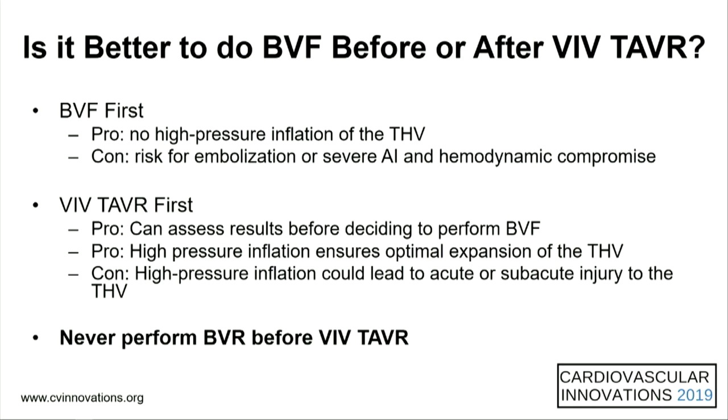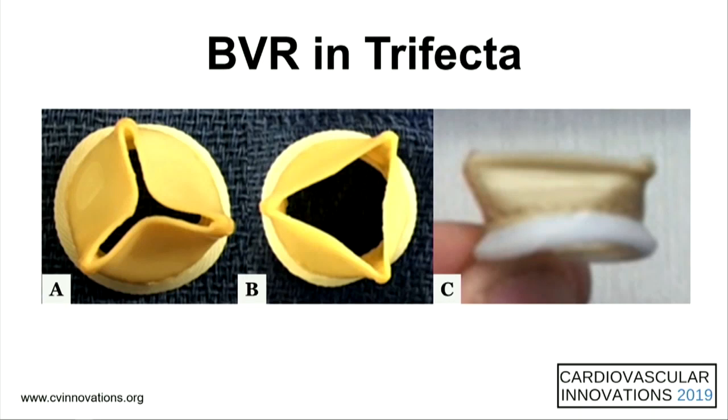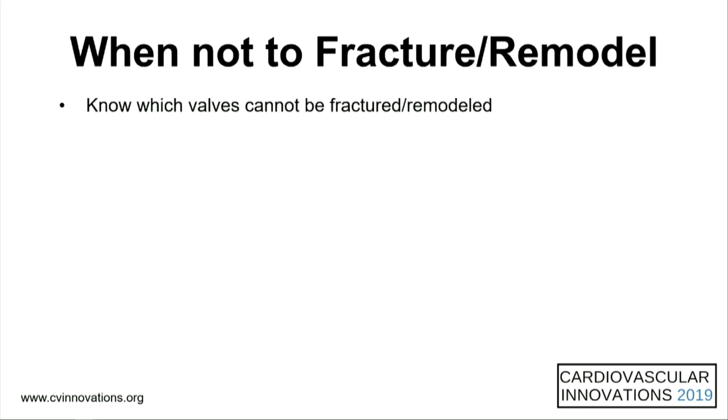We should never perform BVR before valve-in-valve TAVR, though, and the reason why is here's a Trifecta valve. So this is the valve as you take it out of the packaging. This is the valve after you do BVR. These posts are flared and the leaflets are tethered. They're tethered wide open. Okay, so you will have severe AI if you try to do BVR prior to your valve-in-valve TAVR, and this is the side view of that Trifecta valve.